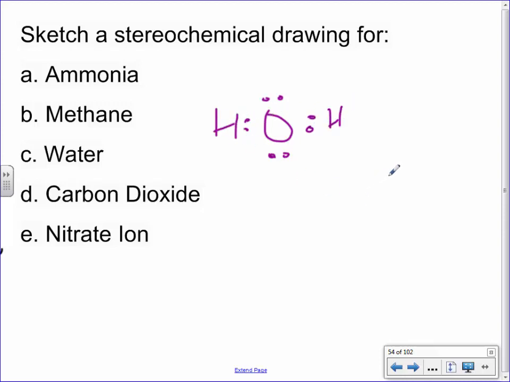Okay, that's what water looks like as a Lewis diagram. If you haven't got that far, water pieces together fairly easily. What sort of shape does water have, though? Do you guys remember its name? Angular or V-shaped or bent are all considered acceptable, but it's not linear.